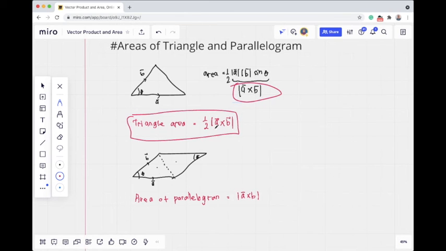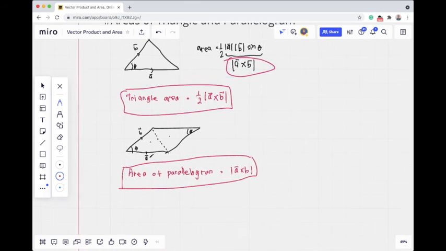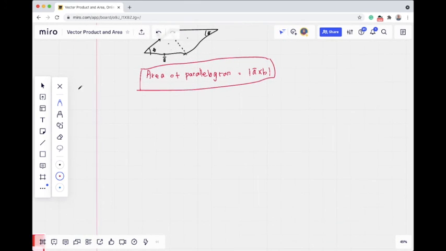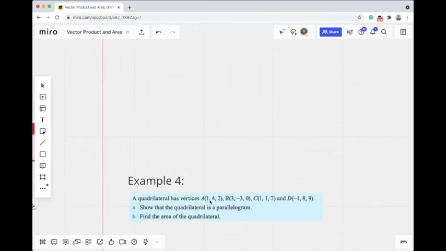This one, yeah. Okay, it is the same as the magnitude of the cross product of A and B. Okay, let's find the next example here.